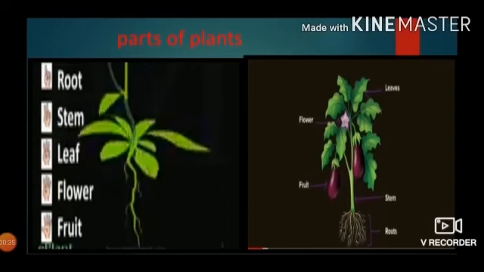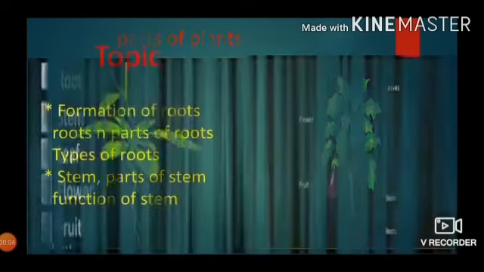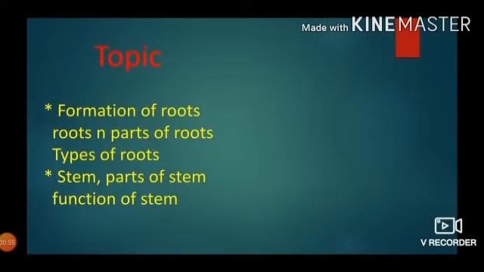Parts of plant: the root, stem, leaves, flower, fruits, etc. of different plants are different. We can identify the plant with the help of these different characteristics, and we are going to learn them in detail. The topics are formation of roots, roots and parts of roots, types of root, stem, parts of stem, function of stem.